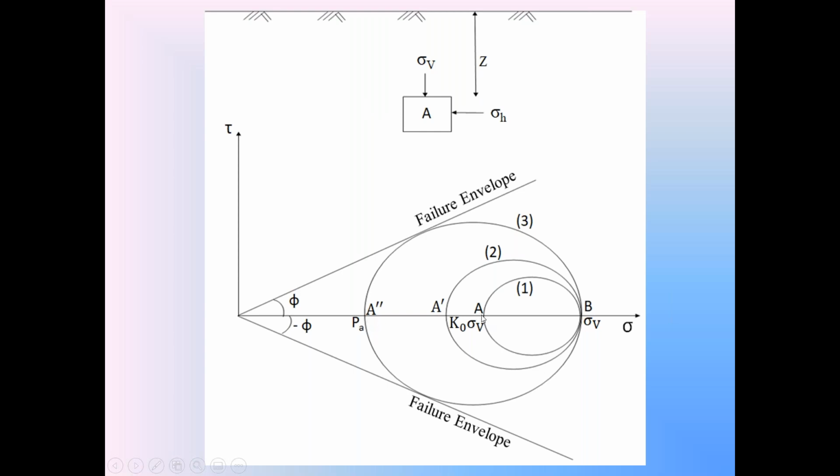the first one is the rest condition, point A. First sigma H is the rest condition, point A. AB is the first Mohr stress circle.